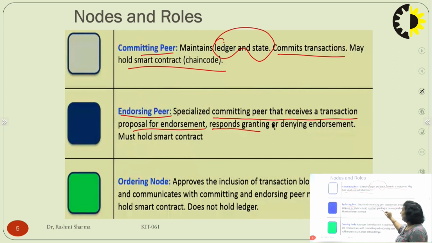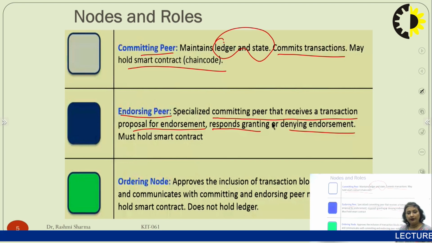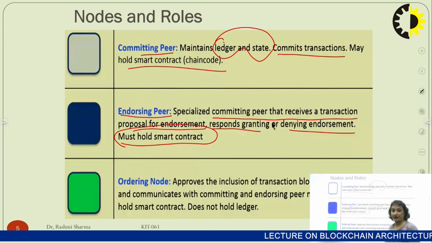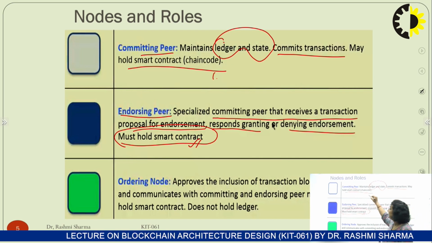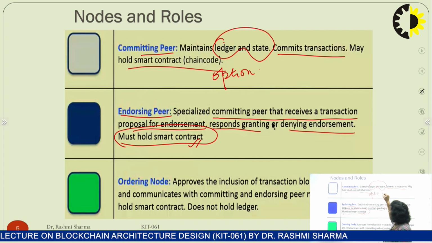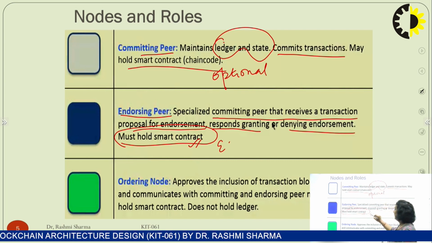Then you respond, granting or denying the endorsement. Whether a peer is capable of becoming an endorser, or can only commit, or can only act as an orderer, is decided by your admin. Then they would definitely hold the smart contract. So here the smart contract is compulsory because we are executing that particular business logic. Here it is optional, and this is compulsory.